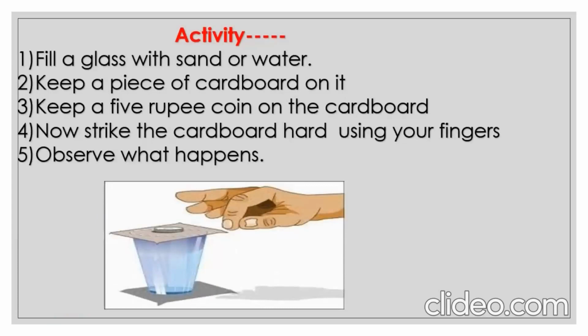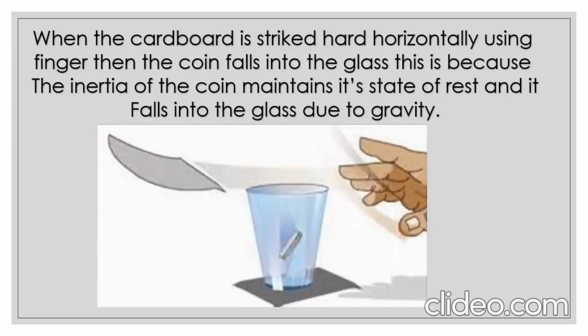This card and coin experiment is a very old and widely used experiment to show the property of inertia. What we have to do here is fill a glass with sand or water, and on this glass we keep a piece of cardboard, and over this cardboard we keep a 5 rupee coin. Now we have to strike this cardboard hard using our fingers, and afterwards we observe what is happening. Though the cardboard is flicked, the coin on that cardboard tries to keep its state of rest due to inertia, but afterwards it falls into the glass due to gravity.